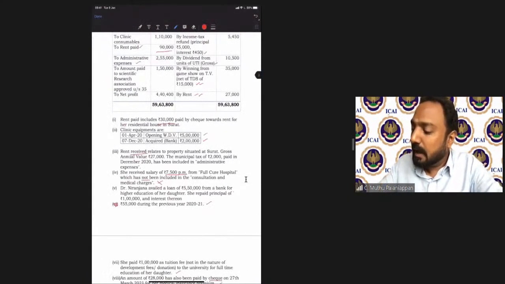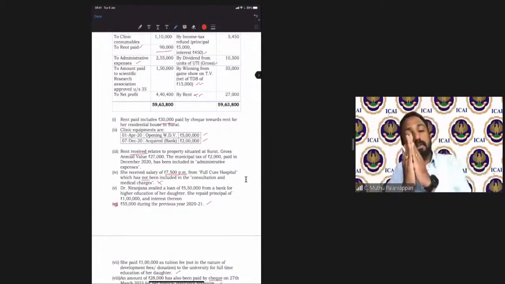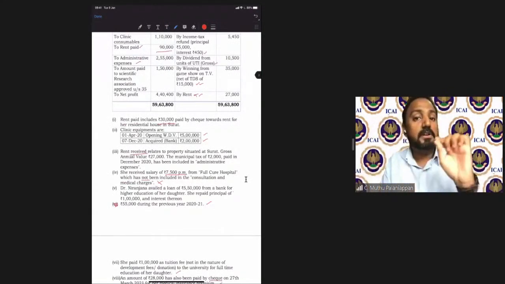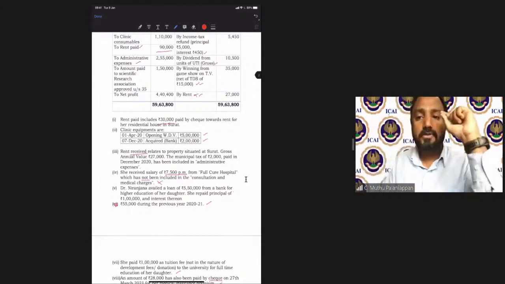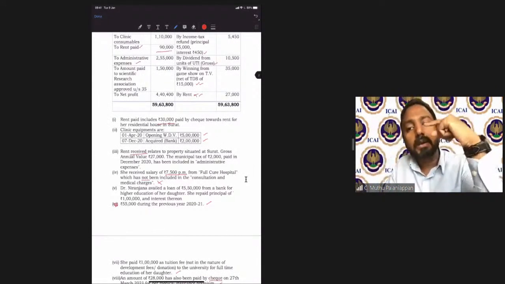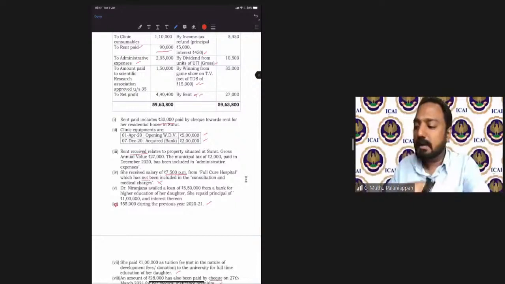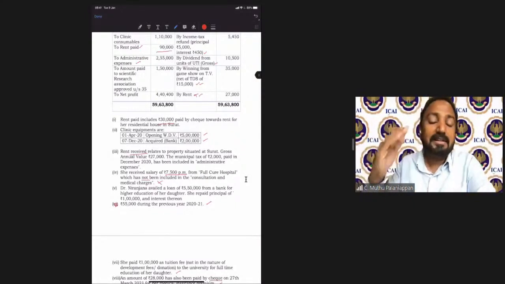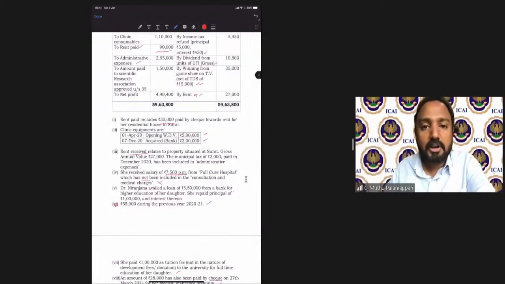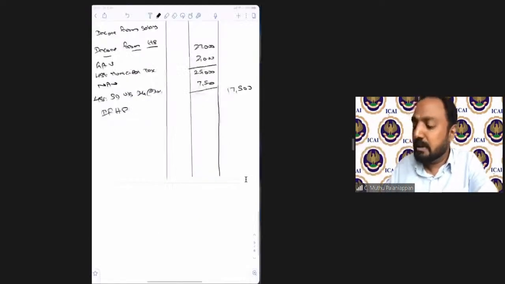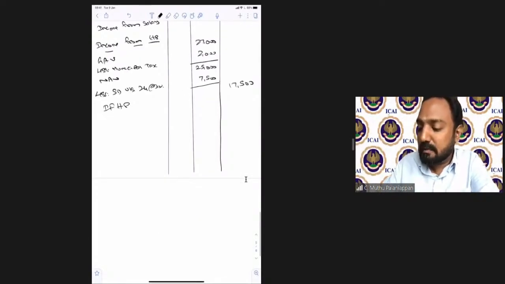Next, in this case, I've done one tick alone. I've considered it in income from house property, but I've still not removed it from business or profession. So I have two ticks there. I've only done one. I've not done the second one, so I'm retaining the other tick. Okay, now we'll move on to the next head of income. The next head of income is always business or profession. So the third is income from business or profession.